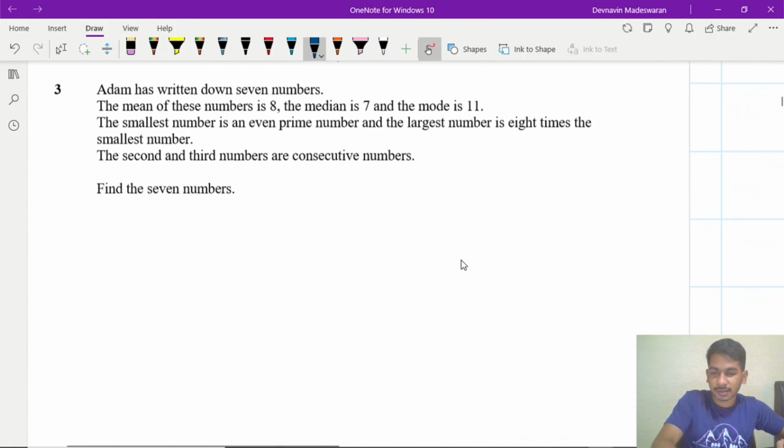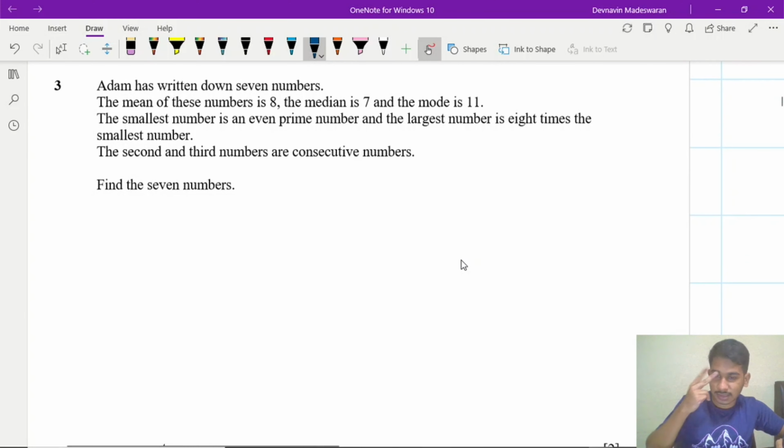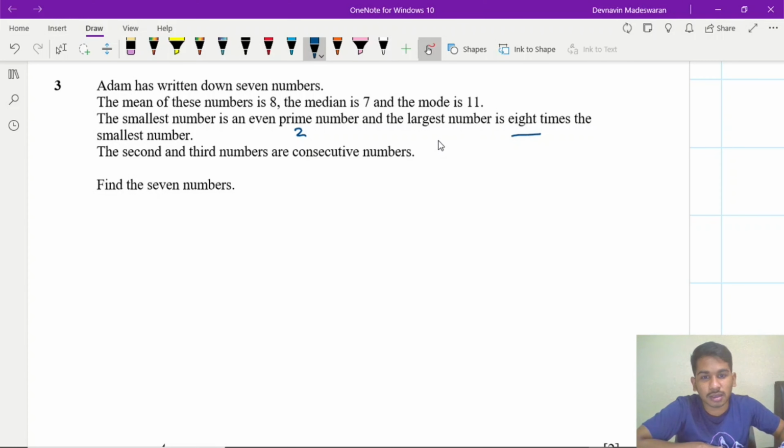Adam has written seven numbers, and the mean of the numbers is 8. So the total is 8 times 7. The median is 7. The mode is 11. If the mode is 11, there's at least 2 of them which are 11. The smallest number is an even prime. There's only one even prime, which is 2. And the largest number is 8 times the smallest number, so 8 times 2, it's going to be 16. The second and third numbers are consecutive, so let's call this x, and this is x plus 1.